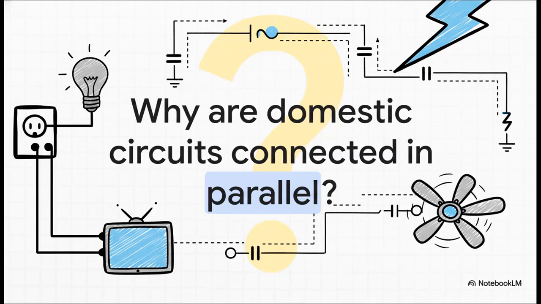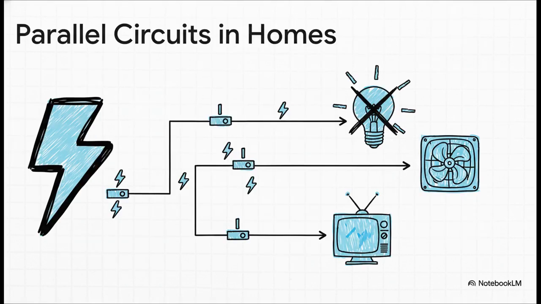So let's think about a real-world example. Your own home. Have you ever stopped to wonder why your house is wired the way it is? I mean, if one bulb fuses, the TV and the fan and everything else still keeps working. Why is that? The answer is all about series versus parallel. And the answer is, our homes are wired in parallel. This is a very, very common exam question, so listen carefully.